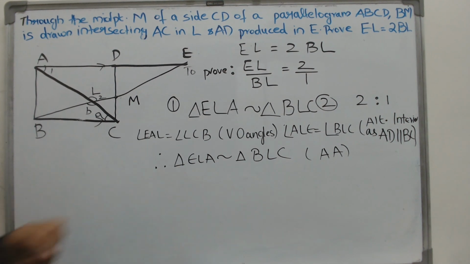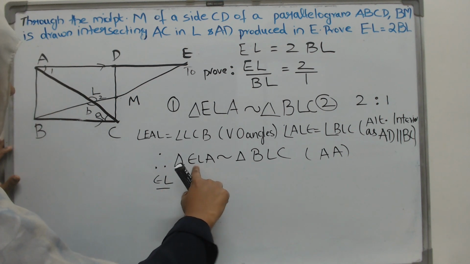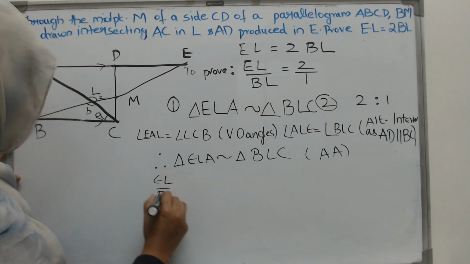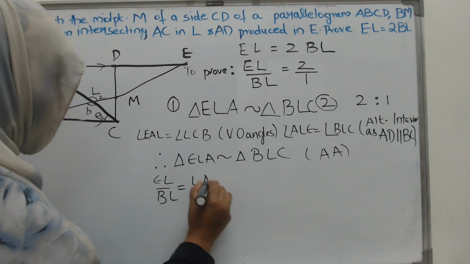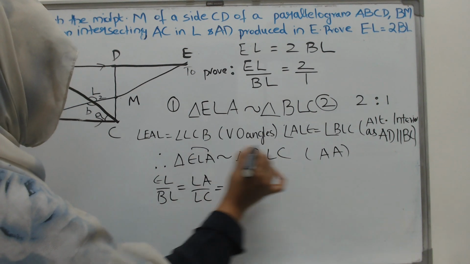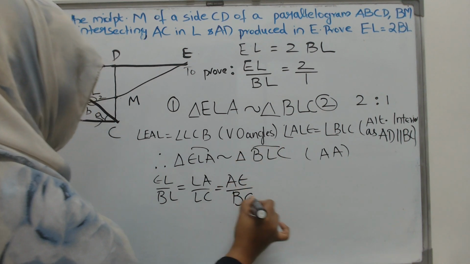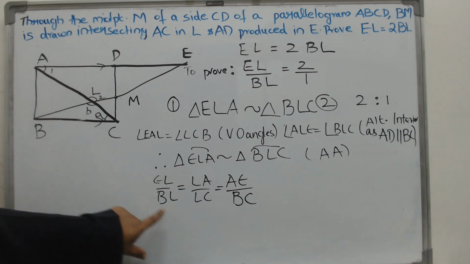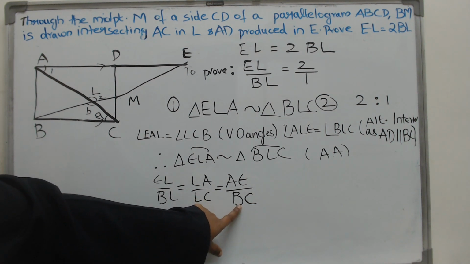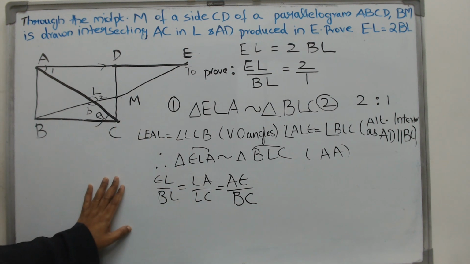Now once they are similar, what follows? Their corresponding sides. The first side here, the first side here. Be very careful, don't change the order of the vertices. So the third side here, the third side here. All of them are the same. All the three ratios given here are the same. So we have got our first part of the proof.